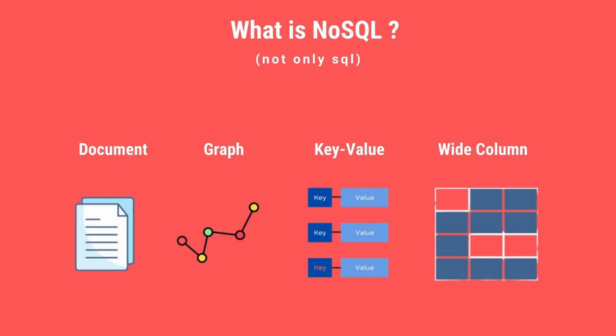NoSQL refers to a broad category of database management systems that diverge from the traditional relational database model. Unlike SQL databases, NoSQL databases are designed to handle large volumes of unstructured or semi-structured data, offering greater flexibility and scalability. NoSQL databases are often preferred for their ability to efficiently manage distributed and heterogeneous data sources, making them well suited for modern web applications, big data processing, and real-time analytics.